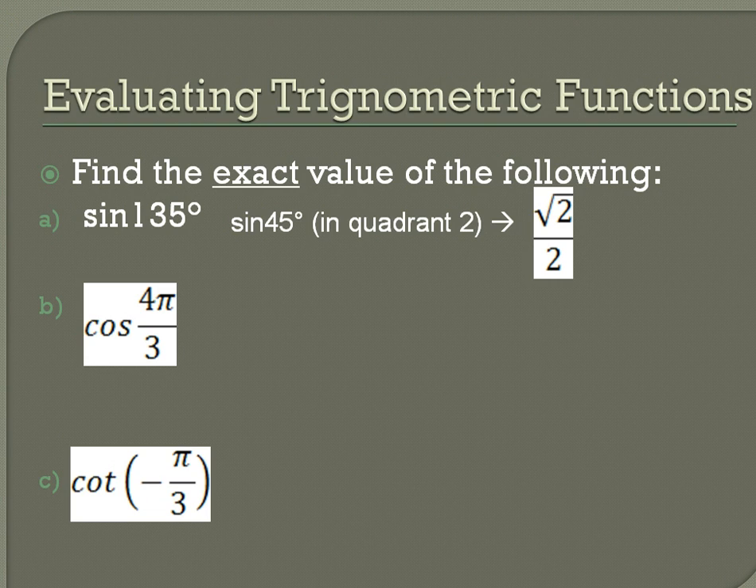So again, what do we look for? We always look for that reference angle. Once we have that reference angle, we just try and find out what quadrant we're in, and that tells us what the sine is. So let's go to B.